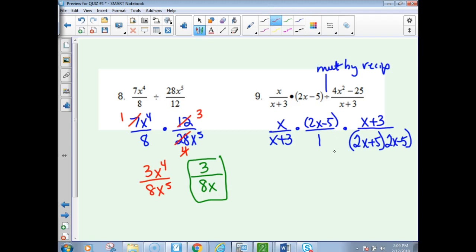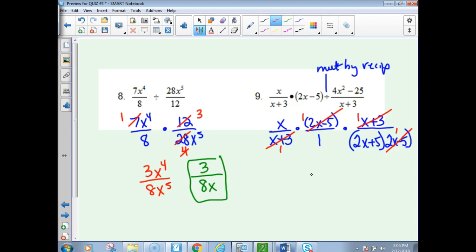And now I'm going to start looking across. I've got an x plus 3 in the denominator and the numerator of the last fraction, so I'm going to cancel that out. 2x minus 5 goes out with 2x minus 5. Anything I'm crossing out, guys, is actually being replaced with a 1, because you're dividing by that itself. But I just stop. I usually forget to write all those 1s sometimes because I just do it.